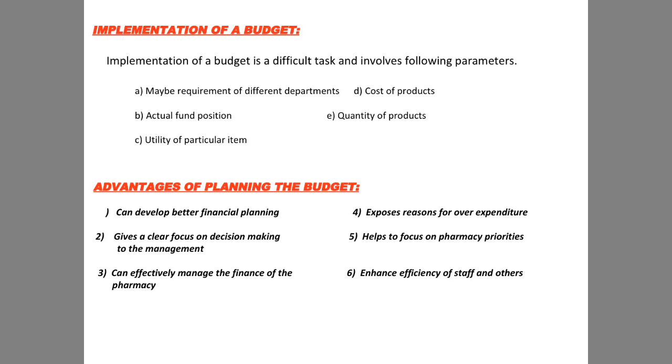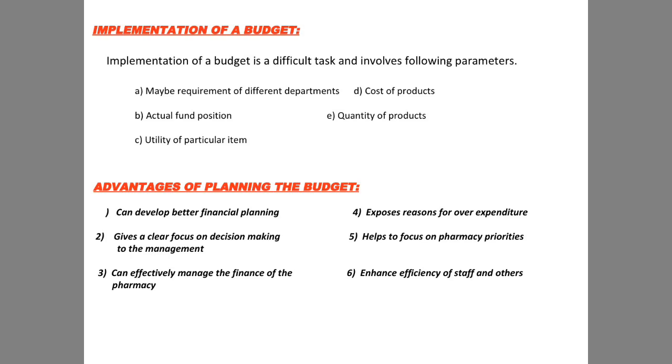If you're adding a new service, you're going to have different types of fixed costs, such as a new computer. What does that encounter? So we need to look at the quantity of the products, the cost of the products, and what is this utility that we're adding to the budget going to bring to the business?